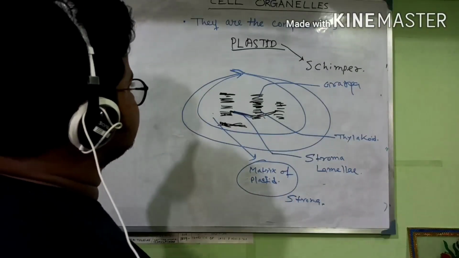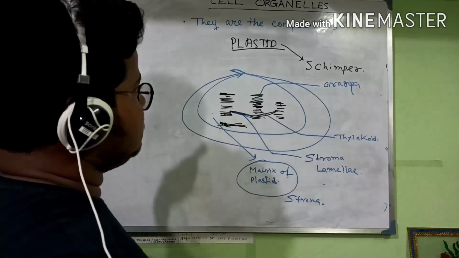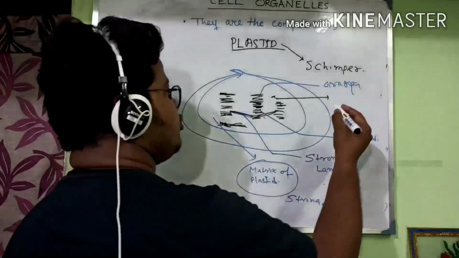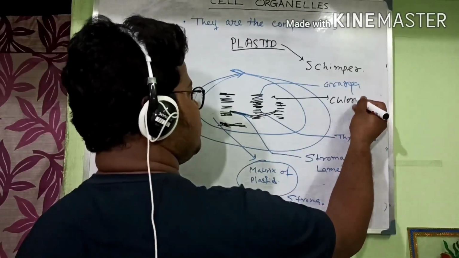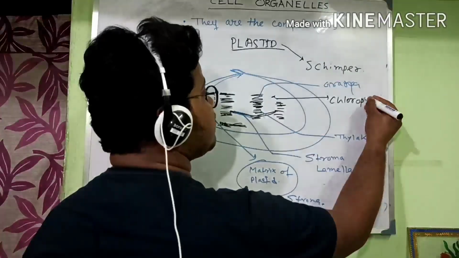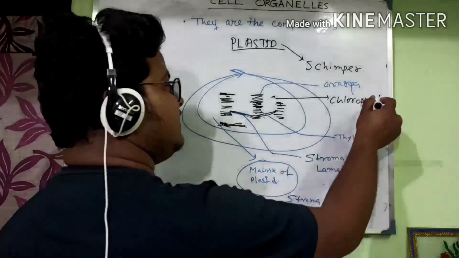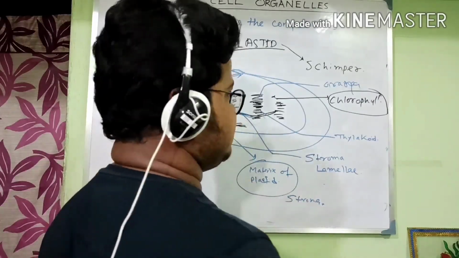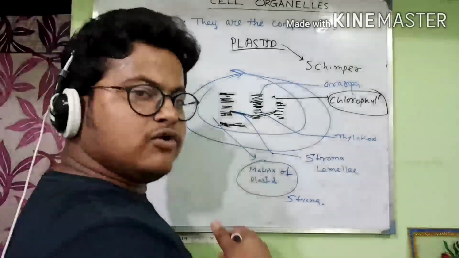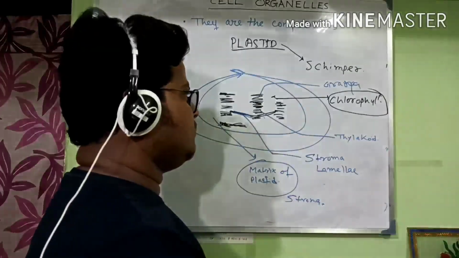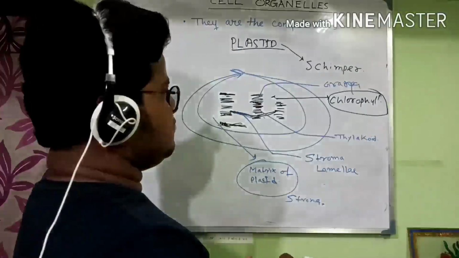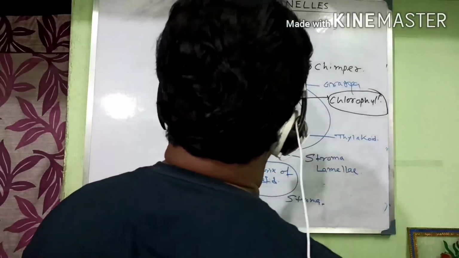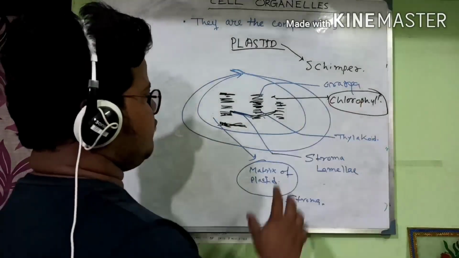Now, plastid has some pigments known as chlorophyll. The major pigment is chlorophyll. These chlorophyll pigments are the main pigments for doing photosynthesis. Plastid also has various other pigments like xanthophyll, carotenoids, anthocyanin, etc.